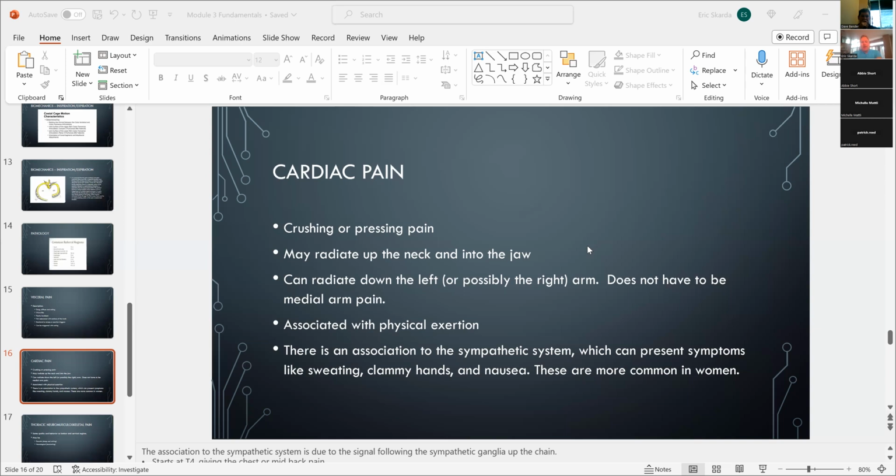Okay. The biggest thing with this, and as far as the reference of pain goes, is the association to the sympathetic system. Things like sweating, clammy hands, nausea. These are things that can present as symptoms of a cardiac event. It is more common in females. It doesn't necessarily only happen in females. Things like interscapular pain as opposed to chest pain, that crushing sensation that people tend to most commonly report, are more common in female victims of cardiac issues. But the attachment to the sympathetic system is the thing that I wanted to mention on this.